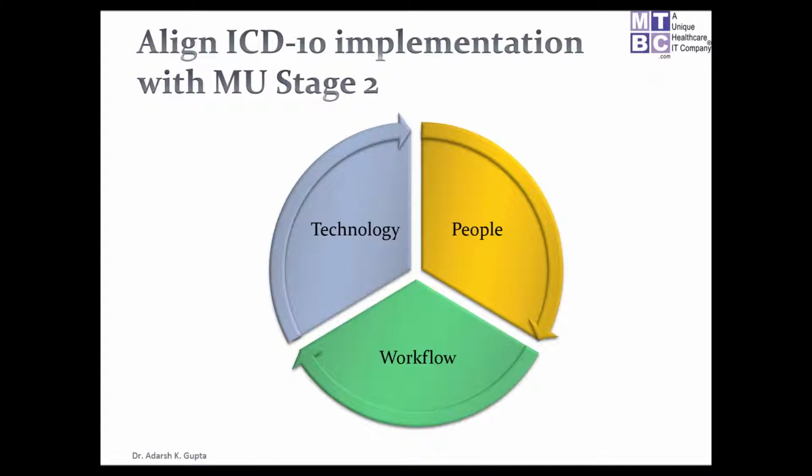So the key thing to focus on here is to make sure you align the three main components of implementation: technology, people, and your workflow together, so that you achieve both Meaningful Use Stage 2 as well as ICD-10, because there are many similarities. You don't have to reinvent the wheel by doing both separately. If you keep both the features in mind and try to create a workflow that will include both ICD-10 requirements as well as Meaningful Use Stage 2 requirements, you will achieve it easily. And we're going to focus on each one of these components individually now.